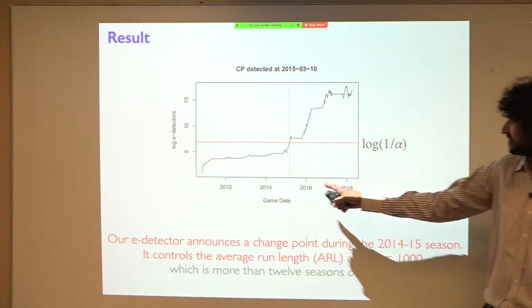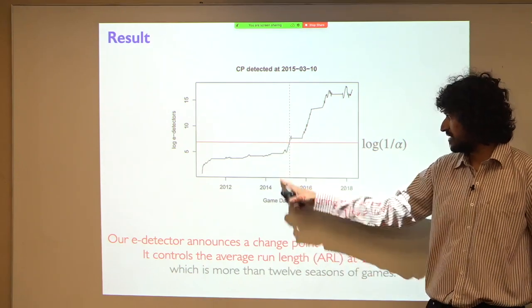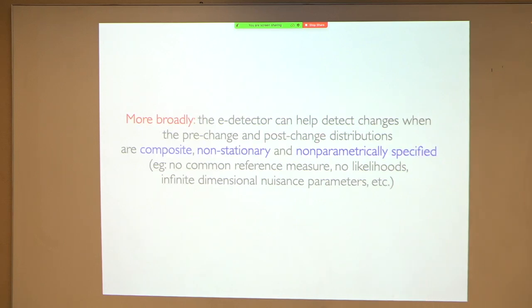And we think the detection delay is quite small because the change happened after the 2014 season ended, and so we're detecting it somewhere halfway through the new season. So kind of makes sense. Anyway, the point is, this is a non-parametric, non-stationary change point detection problem, but you can cleanly and easily solve it just by reducing it to tools that we covered in the previous lectures.